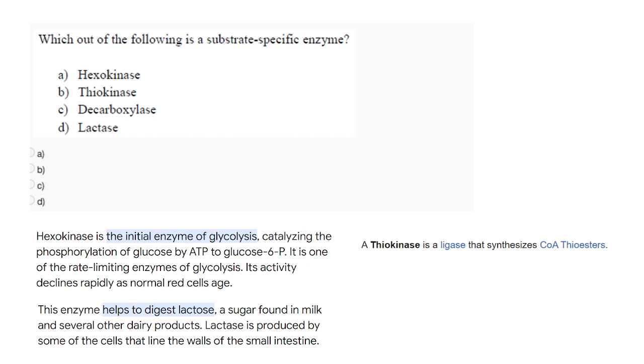Thiokinase is the ligase that synthesizes coenzyme thioesters. It is also not specific to a substrate. Decarboxylase is also not specific. So lactase is very specific toward lactose. So option D is correct. Is that clear? Yes, sir. So option D is correct here.